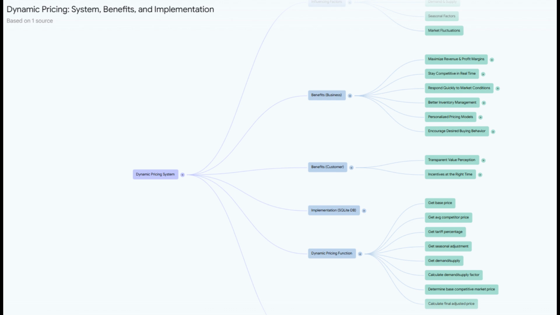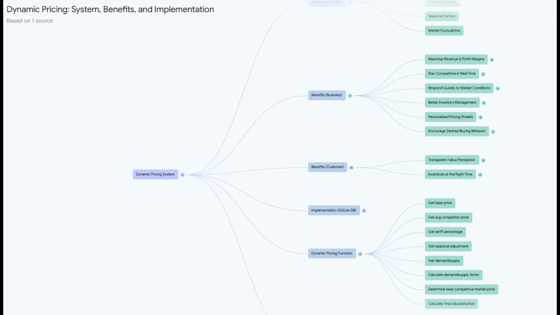Right. And the document even includes a little insight about this calculation. It says, based on an analysis of market competition, seasonal fluctuations, tariff rates, and supply-demand dynamics, this price point ensures strong marketability with minimal buyer resistance. So it's really about finding that sweet spot that works for both the business and the customer.